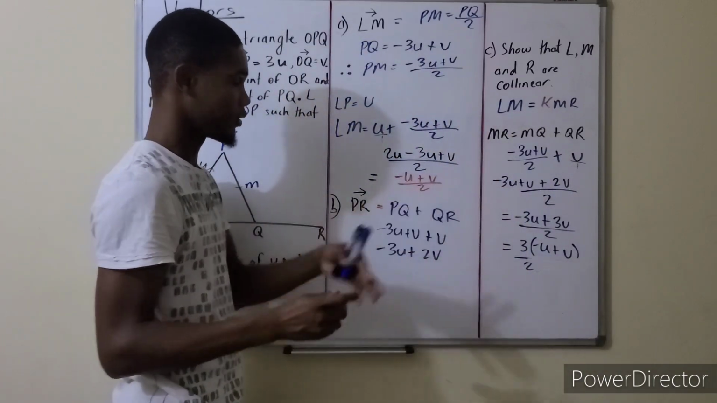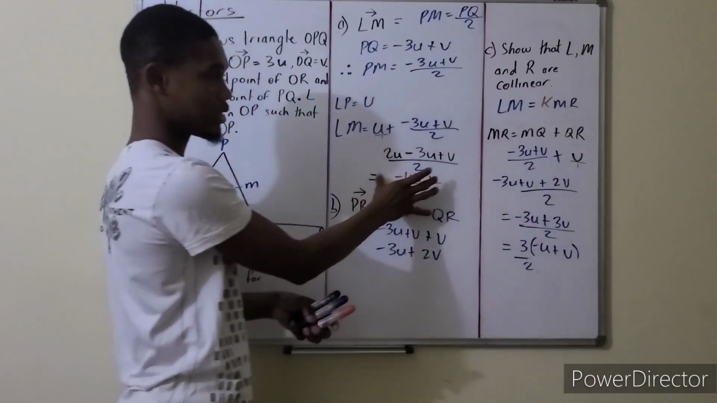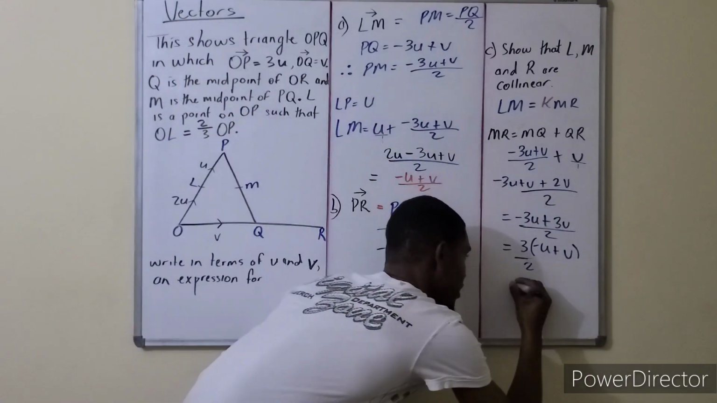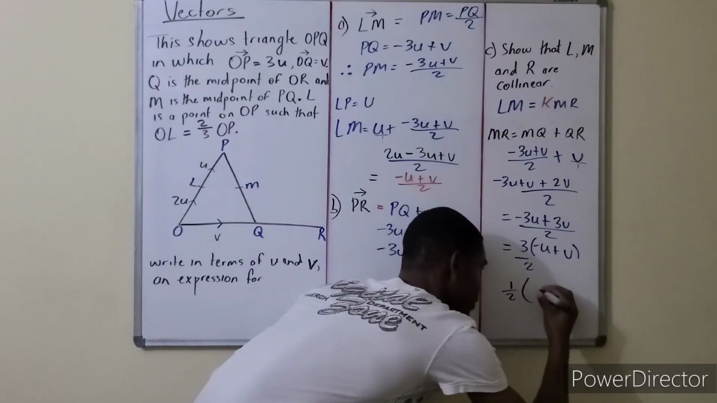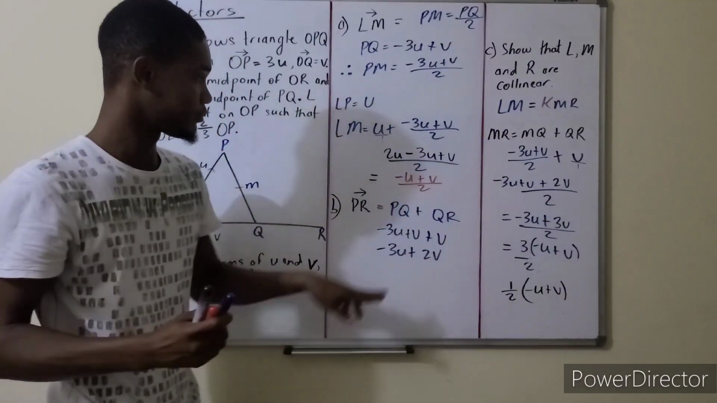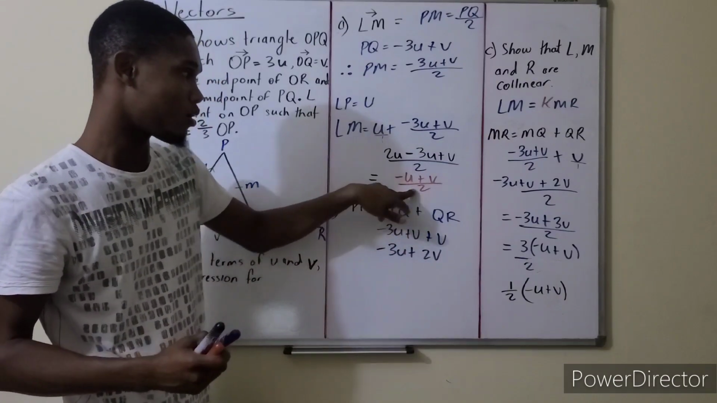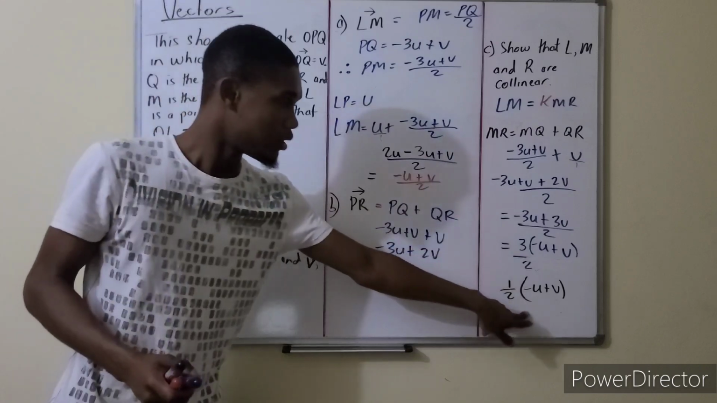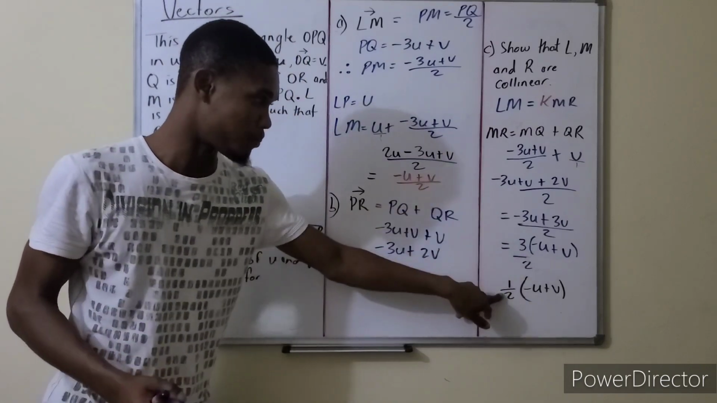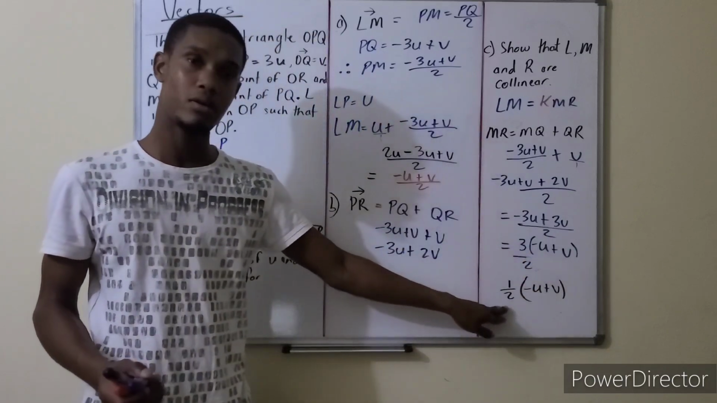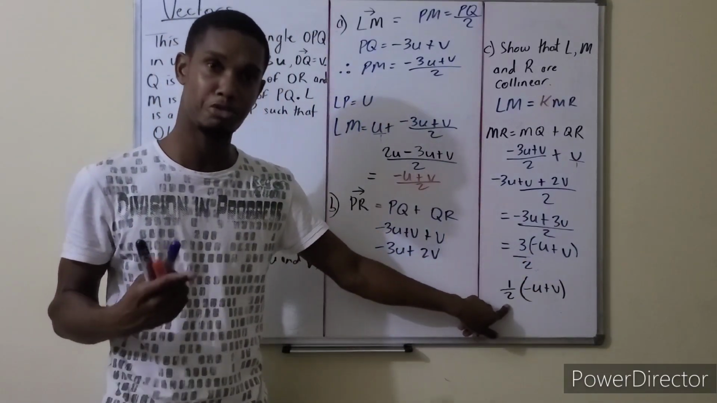But here, let's take the LM, since we have it over here. Write it as it is. LM would be equal to half of negative U plus V. If we take the 2 off, it would be a half here, of negative U plus V. So this is what this is from. Now this one is saying 3 over 2, so all you did was multiply this by 3.